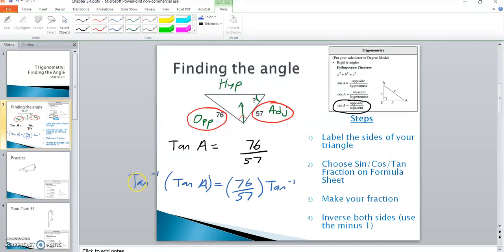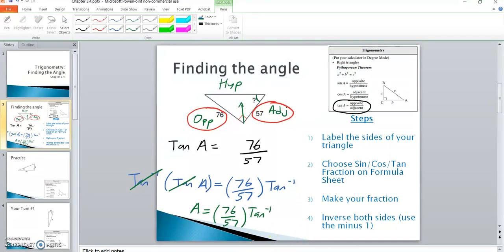Now notice why I chose tan -1, because this was my tan. So at this point, the tan -1 and the tan cross each other out. So then I'm left with A, which is my angle, equals 76 over 57 tan -1.